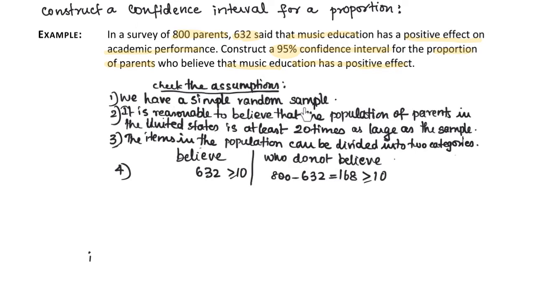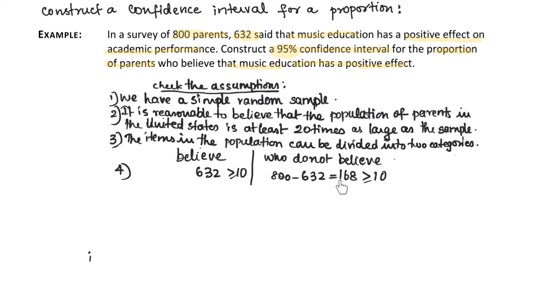We have a simple random sample. It is reasonable to believe that the population of parents in the United States is at least 20 times as large as the sample. So the items in the population can be divided into two categories: one who believes that and one who does not believe. There are 632 parents who believe that music education has a positive effect, which is greater than or equal to 10. Then if you subtract that from 800, we will get the parents who do not believe.